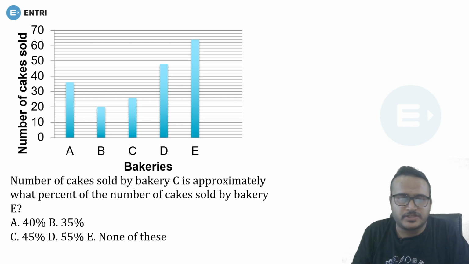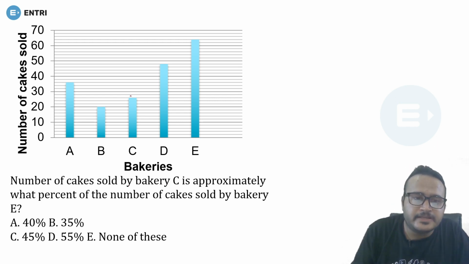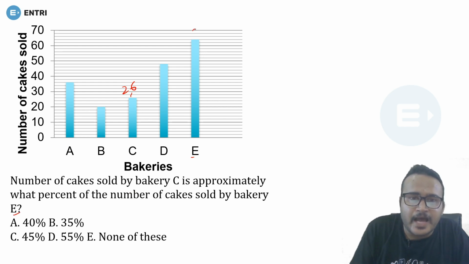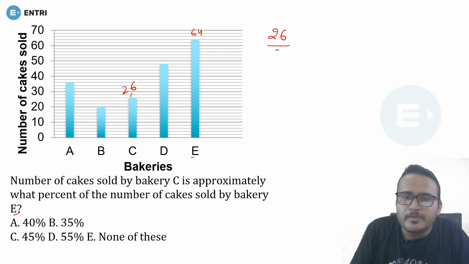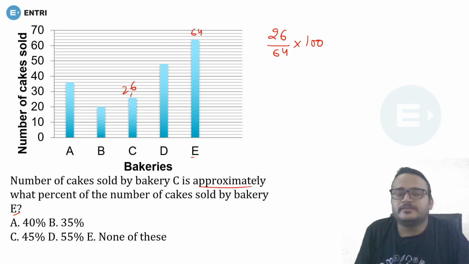So guys, this is the first question you have. Number of cakes sold by bakery C, how many cakes are there? Obviously 26. 26 is approximately what percent of the number of cakes sold by bakery E? Bakery E has 64 in the data. So we need to find 26 is how much percent of 64, and we need to find the approximate value.